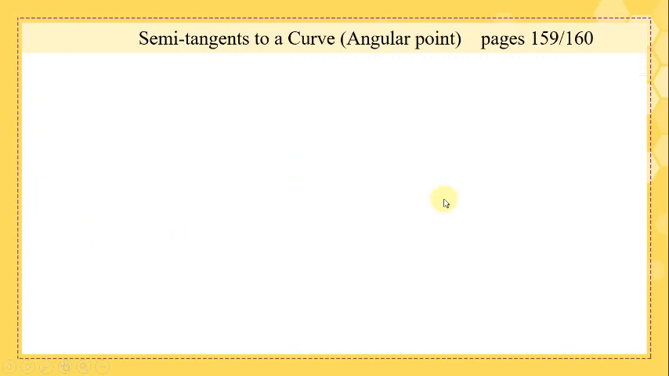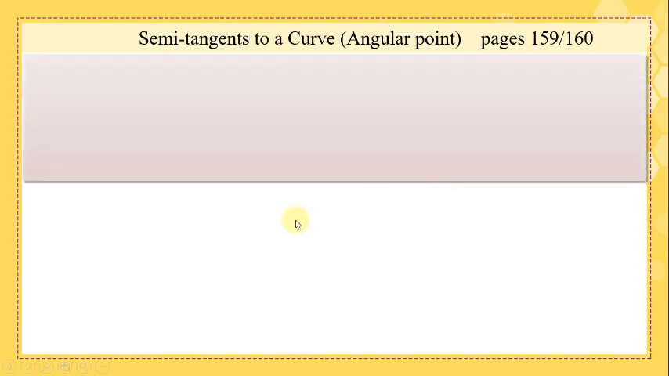Okay, we continue. Now we will talk about another idea, semitangents to a curve. Now we are talking about the idea where we have not one tangent to the curve, we have two semitangents at the same point to the curve. This point is called angular point. Read pages 159 and 160 for more information.